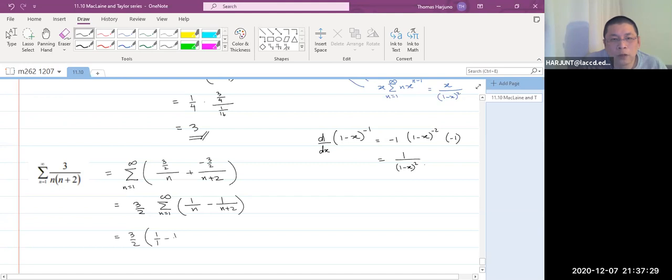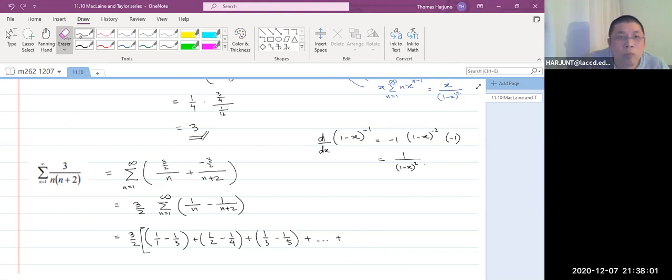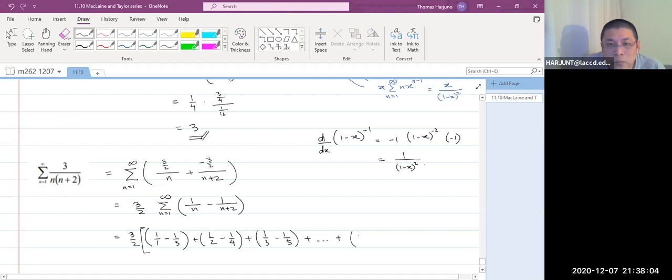That's 1 over 1 minus 1 over 3 plus 1 over 2 minus 1 over 4 plus 1 over 3 minus 1 over 5. And keep on going until I get the limit as n goes to infinity of, let me, actually, I need to be careful here. Hold on. Let me do more things. I know some of them don't cancel that well. Give me a second.